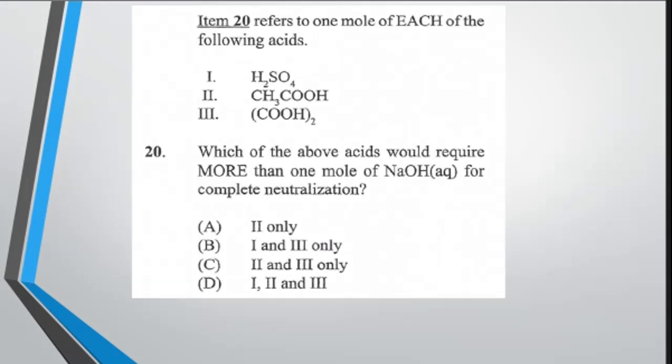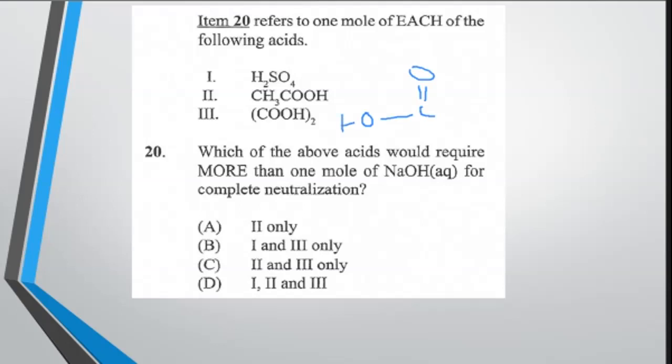All right. Question 20 refers to 1 mole of each of the following acids. You have H2SO4, which is sulfuric acid. You have CH3COOH, which is your ethanoic acid. And you have (COOH)2, that is a diacid, because I have 2 COOH functional groups. That's all it's saying.